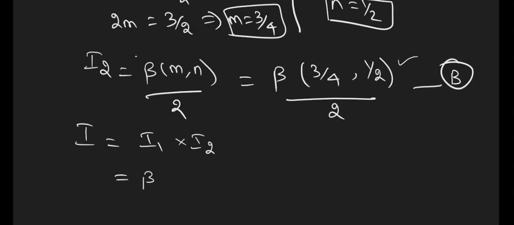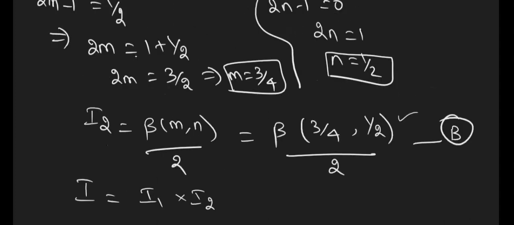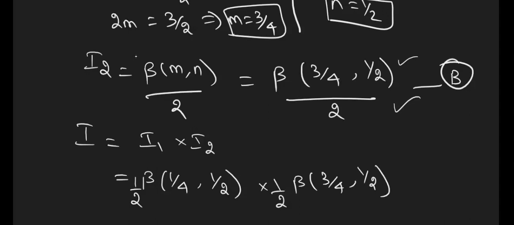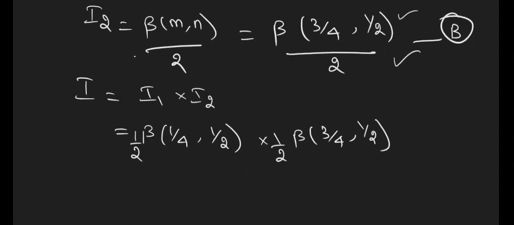Beta of 1 by 4 comma 1 by 2, by 2 is there, I think. Yes, by 2. So you can write it as 1 by 2, into again the second thing, beta of 3 by 4 comma 1 by 2. Just now we got it. Here it is. So 1 by 2 into 1 by 2 is 1 by 4.